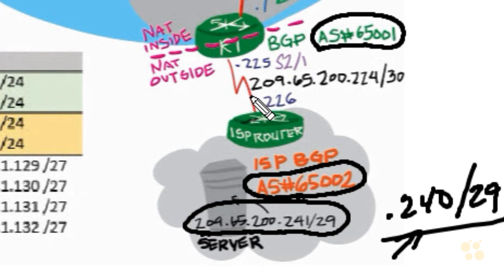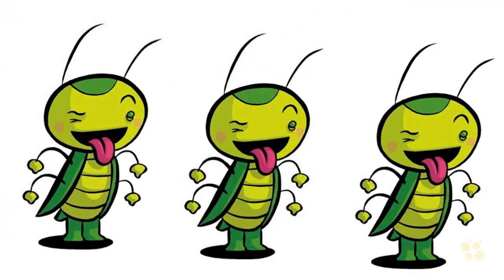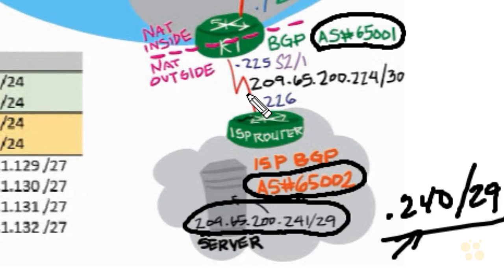Because if they were pointing to non-existent or incorrect IP addresses, we wouldn't have any type of BGP notifications that there was a problem. It would just be like crickets. So before we look at the config, this is the 209.65.200.224 subnet. It's a /30. R1 is .225, and the ISP router is at .226. So let's go take a look at the configuration on R1 regarding BGP and its neighbor, the ISP router.